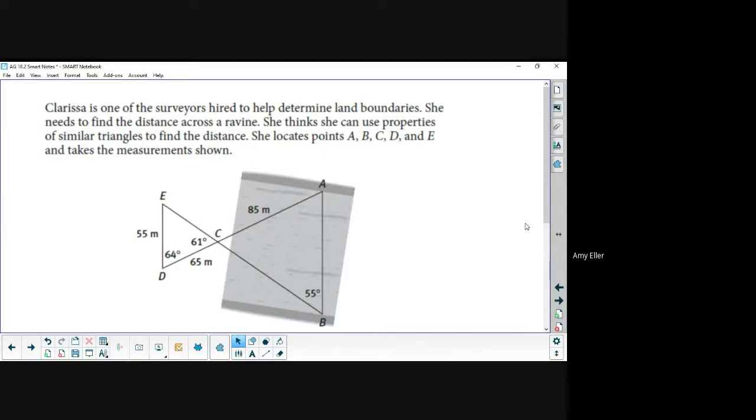All right, let's get started. Section 18.2, page 262. I will start reading at the top. You can follow along.